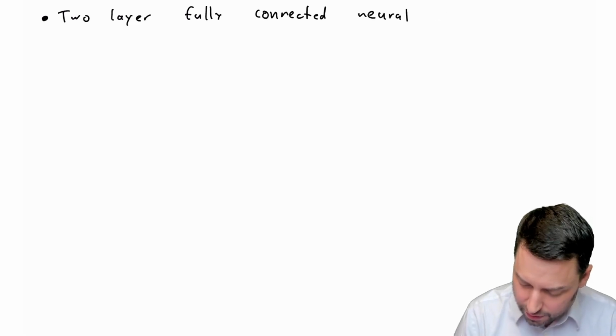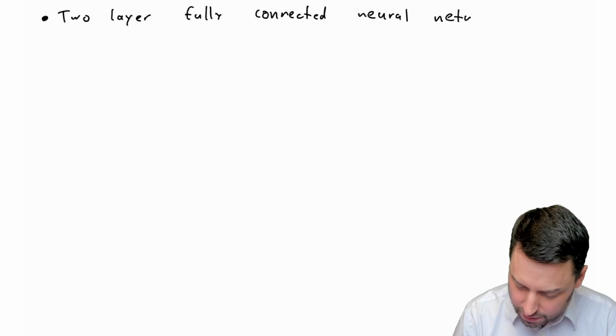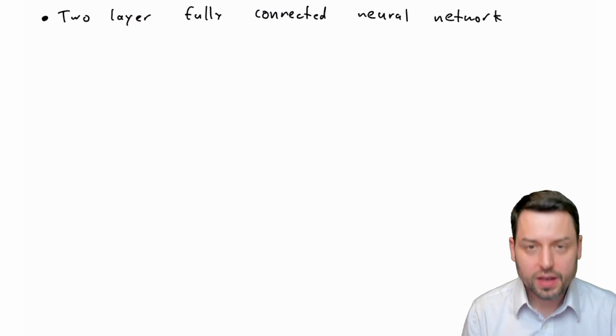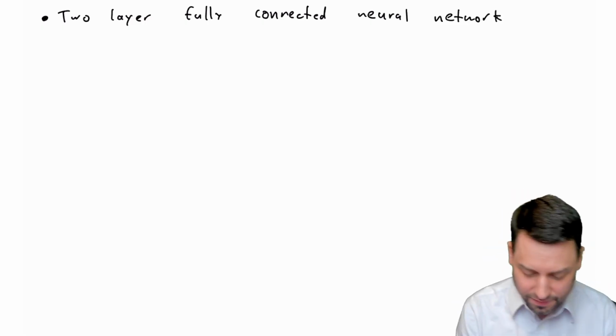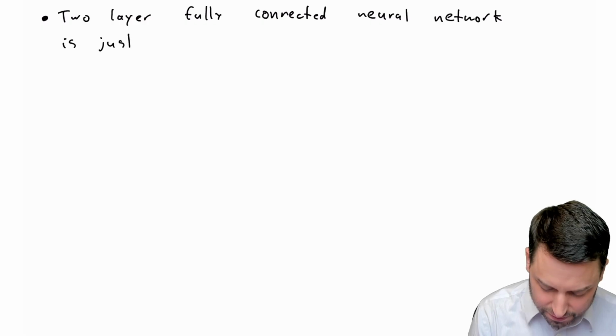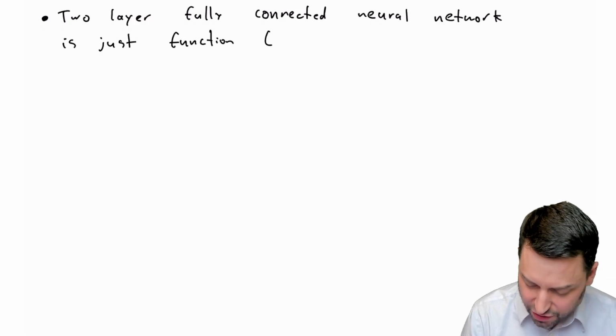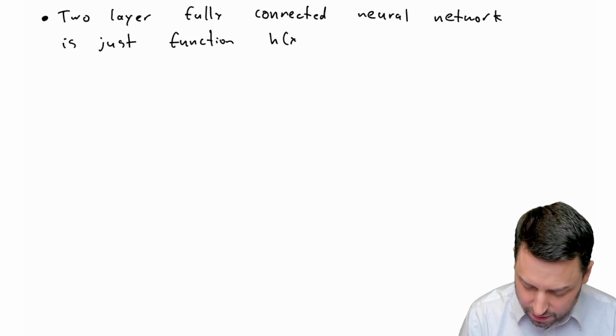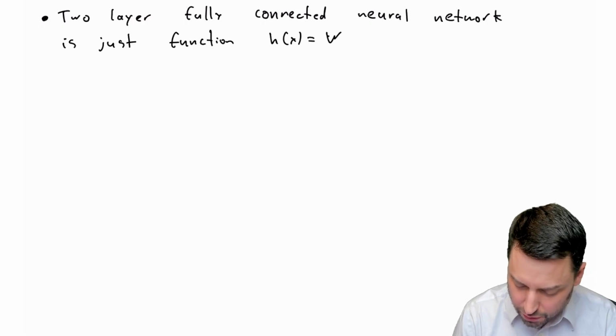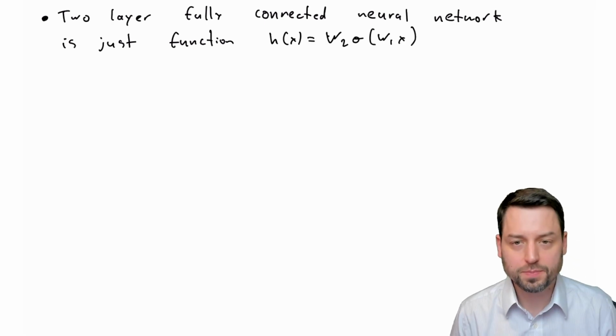Neural network is just this function, this h of x equals W2 sigma(W1 times x).